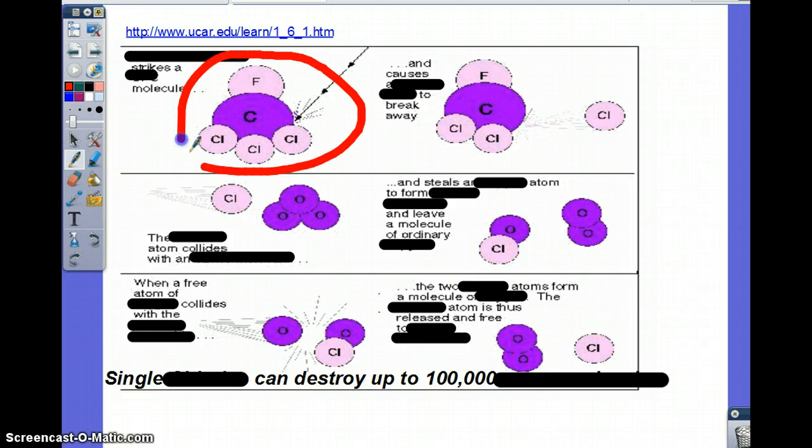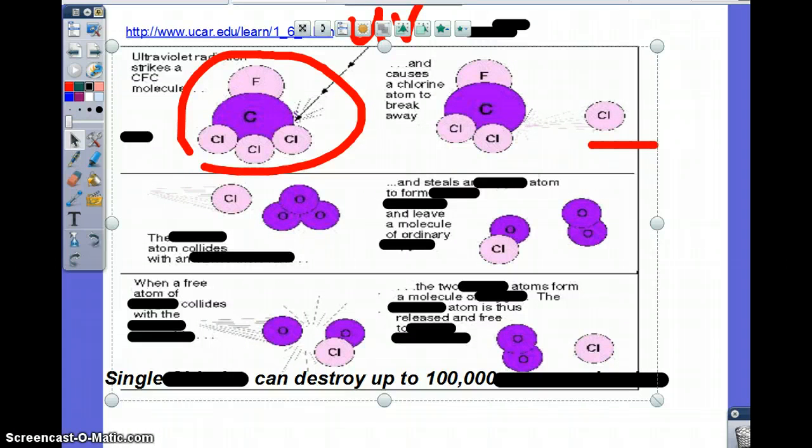Here's my CFC. CFC stands for chlorofluorocarbon. The only thing that breaks apart a CFC, ironically, the thing we're trying to protect it from, is UV. So ultraviolet light hits CFCs, and what gets broken off? The chlorine. We're going to stop right there. What's going to be the start of step 2? So who's staying with me? Chlorine. What was left over in step 1?